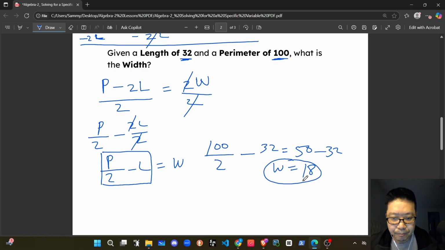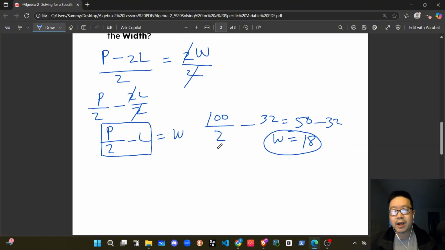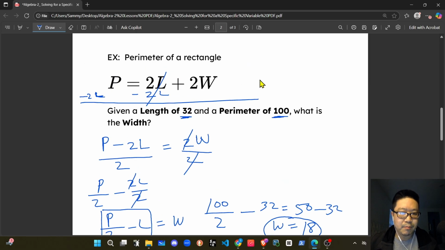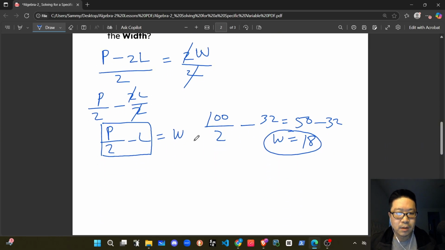Now, just to make sure, let's go ahead and check our answer. We can check our answer by simply using the original formula, P equals 2L plus 2W, to see if we get the answer of 100, which is the perimeter. So 2L, so L is going to be 32.